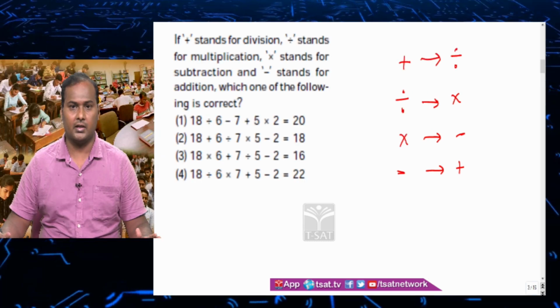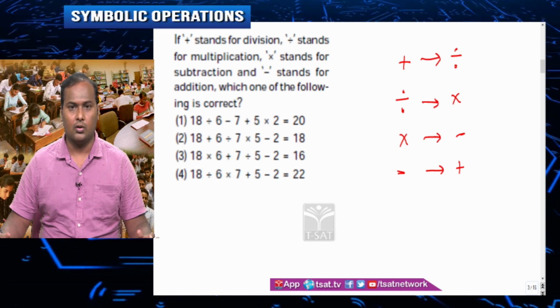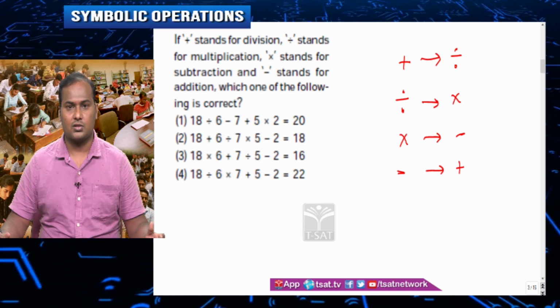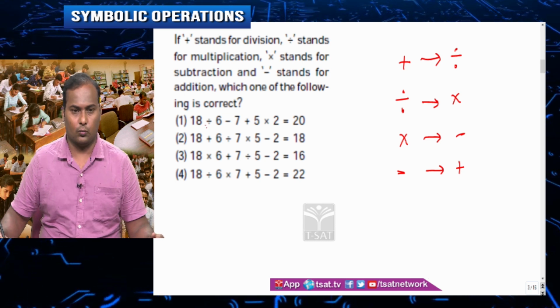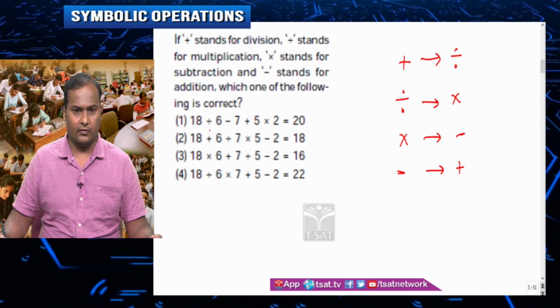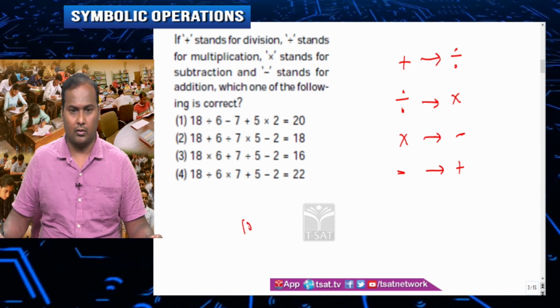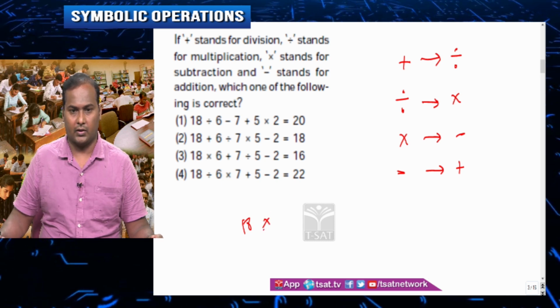That is the reason I said it is a time consuming question. Mainly the examiner will give it to analyze the student's ability in fast calculations. So let's see with option 1. In option 1, 18 and a division is given here. So in the place of division, what do we have to write? We have to write multiplication.